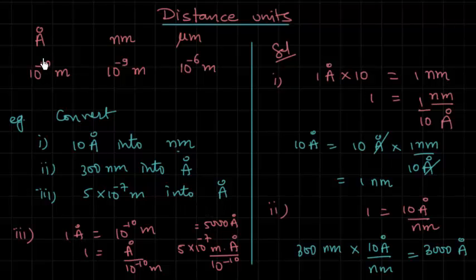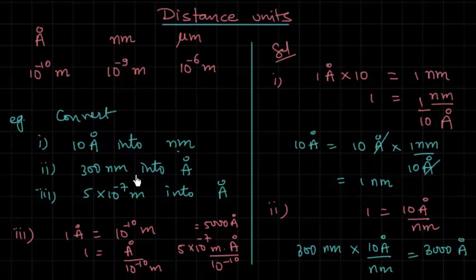This we directly know is equal to 10 to the power minus 10 meter. So we take again this on the bottom. So you remember, whatever we want to remove, we keep it at the bottom, and whatever we want, we keep it at the top. So in this case, what we want, nanometer. So in the conversion factor, we'll keep nanometer on the top. What we want to remove, Armstrong. So we'll keep Armstrong at the bottom.